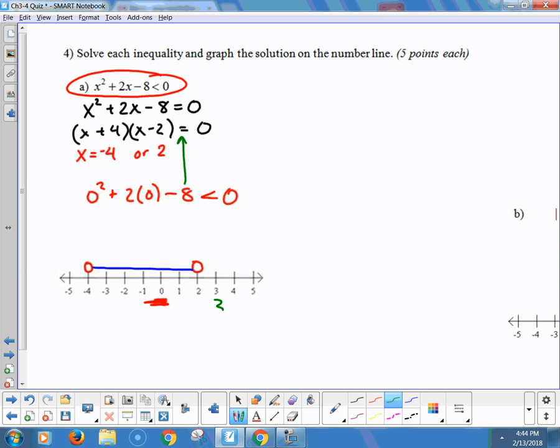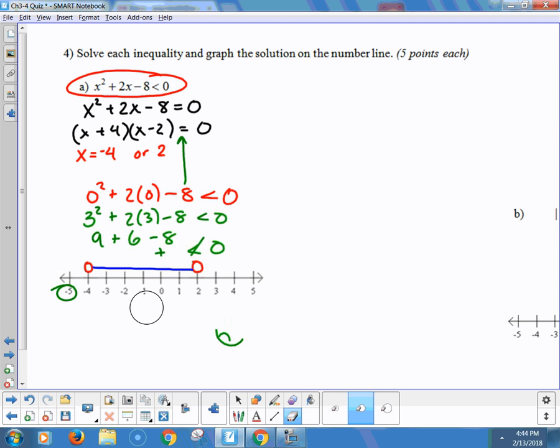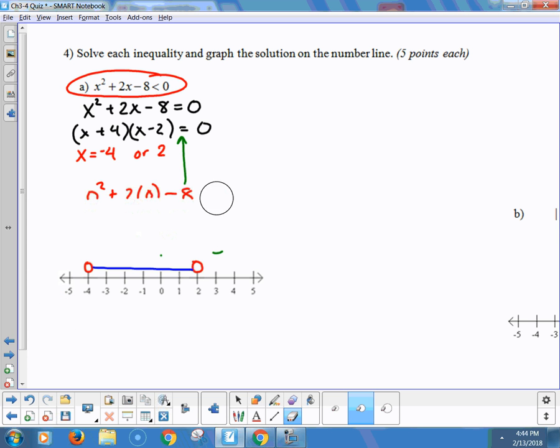Alternatively, you can test 3 and verify that it doesn't work. 3 squared plus 2 times 3 minus 8. Is that less than 0? Well, that's 9 plus 6 minus 8. That's definitely a positive number, and so it's not less than 0. So this is a fail. You could similarly try negative 5. It will also fail. So that is one way to go about finding where on the number line your solutions are.